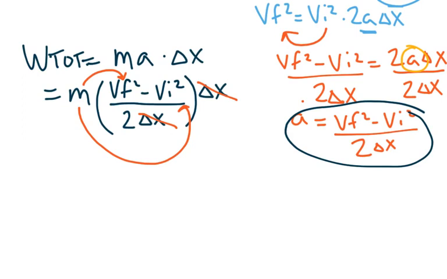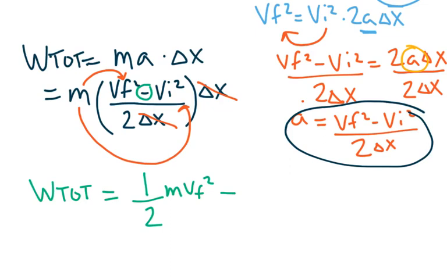So this is where we actually get the idea that work total is going to be equal to 1/2 m v final squared minus 1/2 m v initial squared, because m is being multiplied by both of these variables, so it has to show up in both places. So this is where we get that relationship between both of those equations.